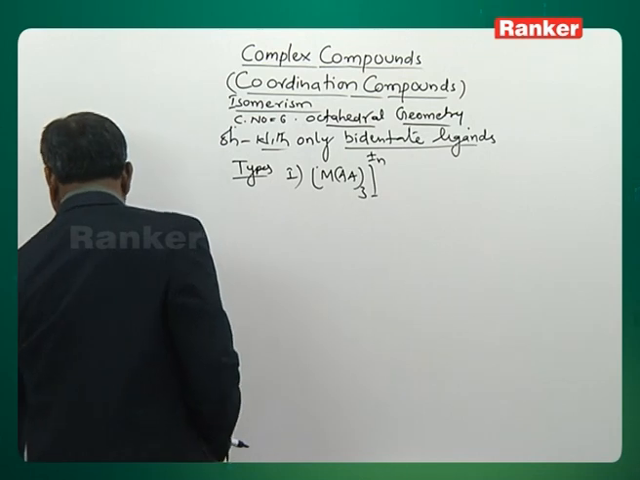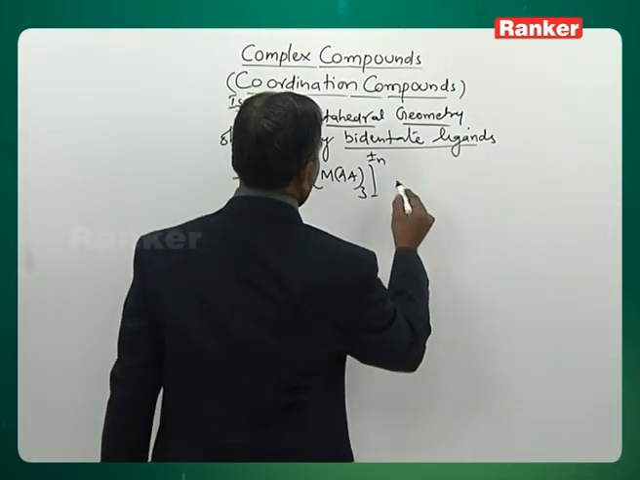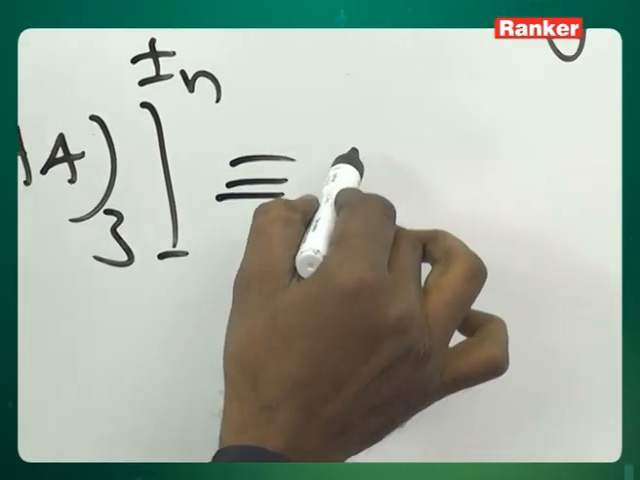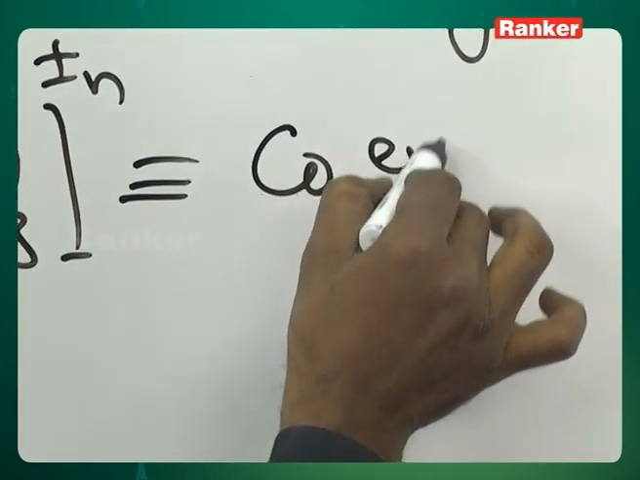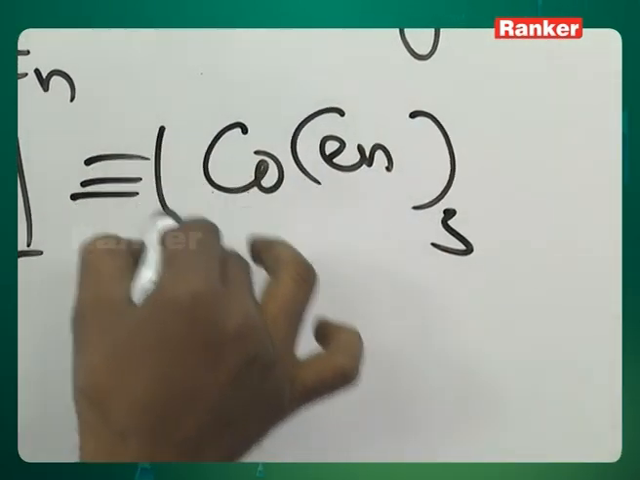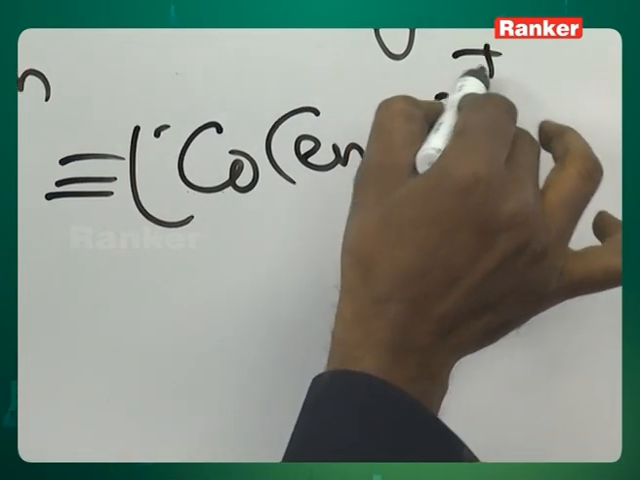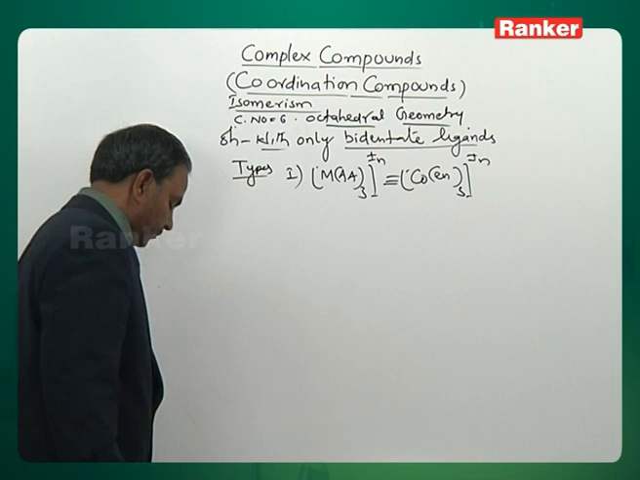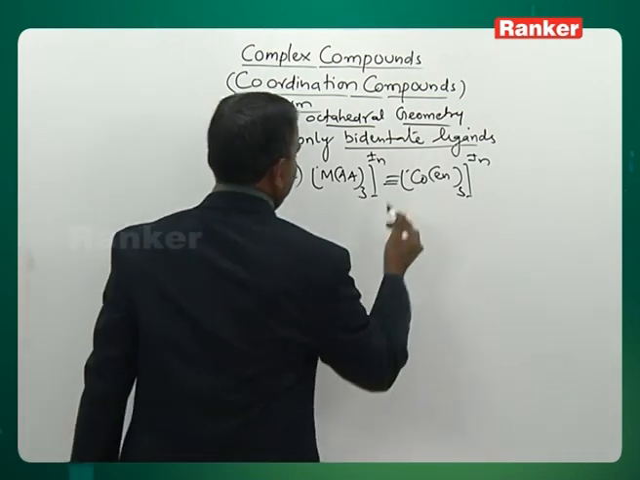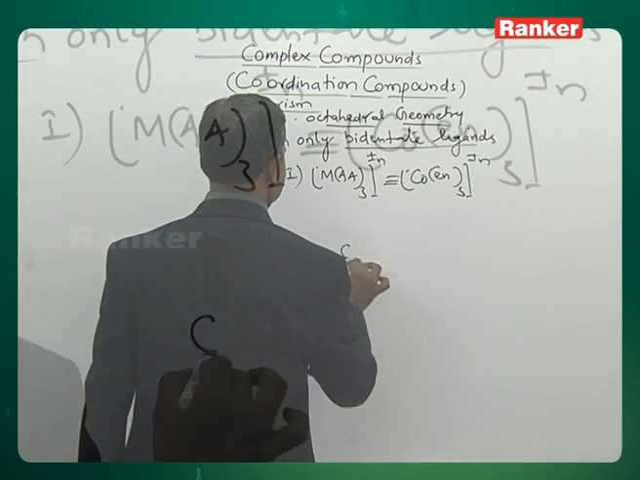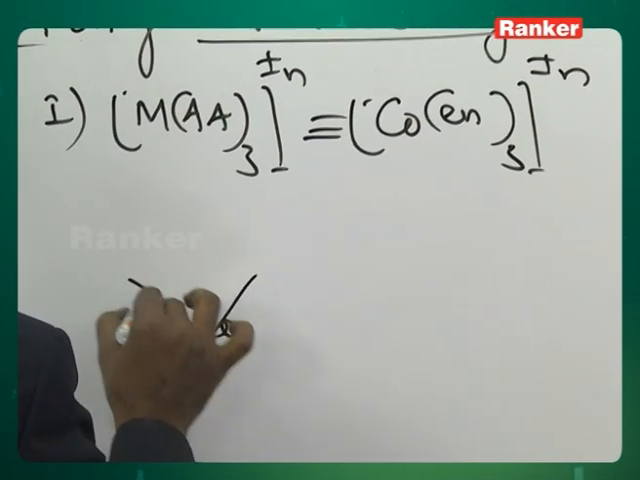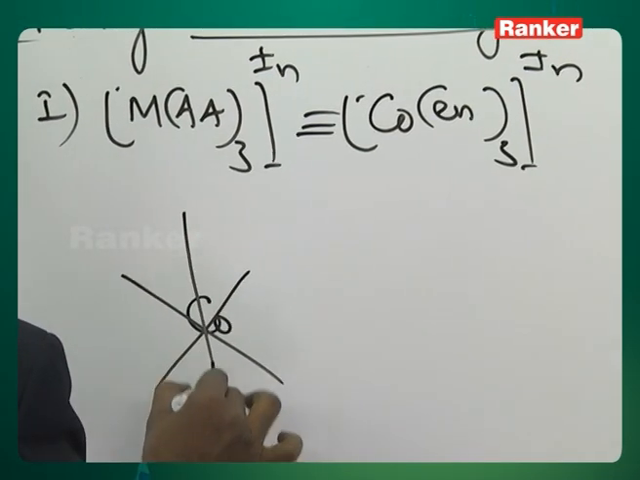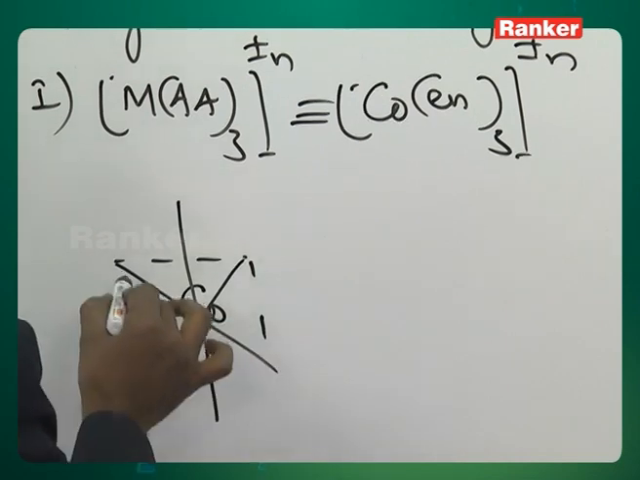Let us see what is the real example under this. Now you take Co(en)3, you take plus or minus en. Let us write this particular model. How it is optically active. Octahedral.